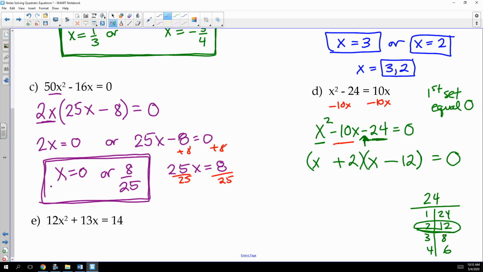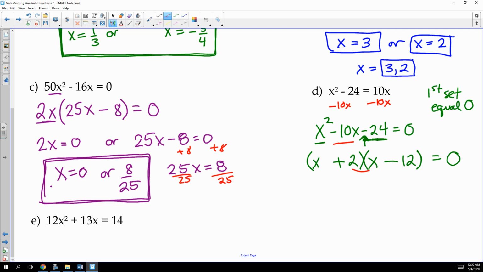I'm going to check the outer and the inner. This gives me negative 12x, and the inner gives me a positive 2x, which does in fact equal negative 10x. So I know that we factored it correctly, and I'm just going to erase this and get it out of the way.